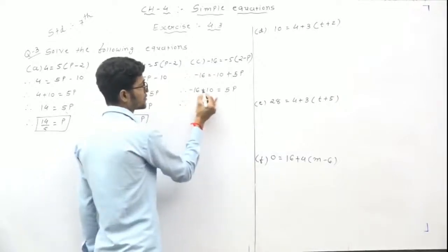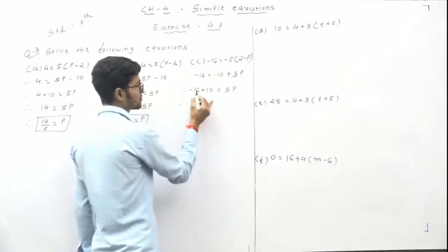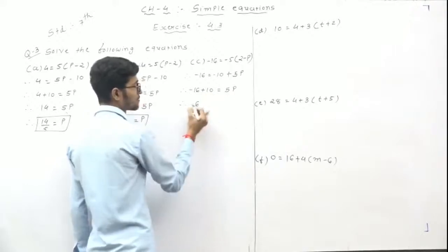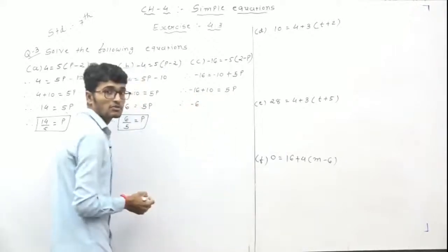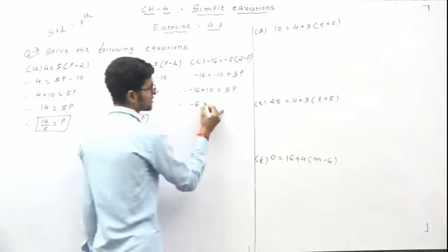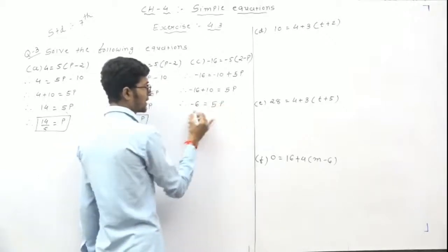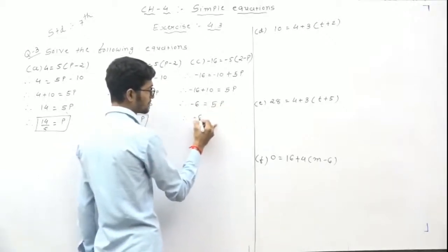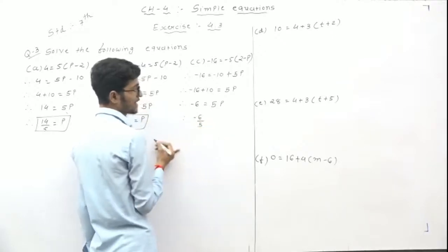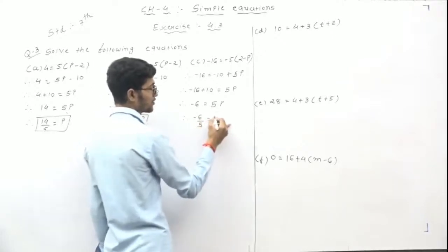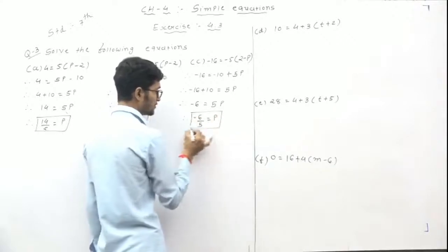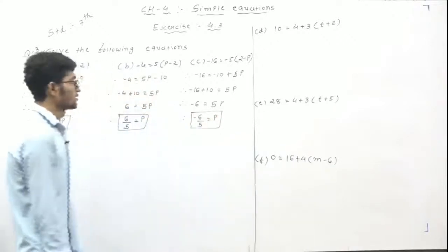So this one is negative, this one is positive. Minus 16 plus 10, it means 16 minus 10, which is 6. But 16 is the bigger number, so put the 16's sign, it means minus 6. 5 is on this side, so divide both sides by 5. So minus 6 by 5 is equal to, here only p. So the p value is equal to minus 6 by 5.